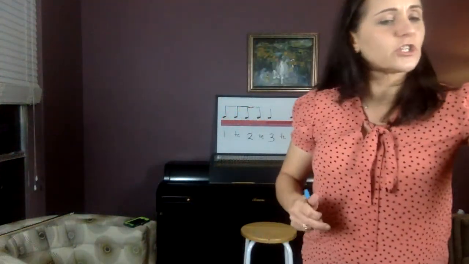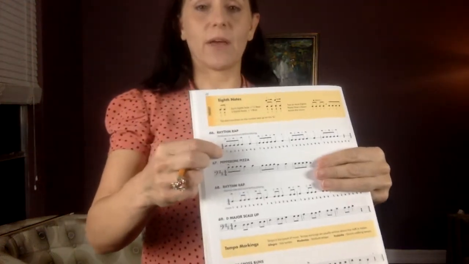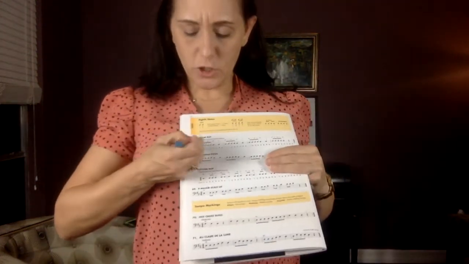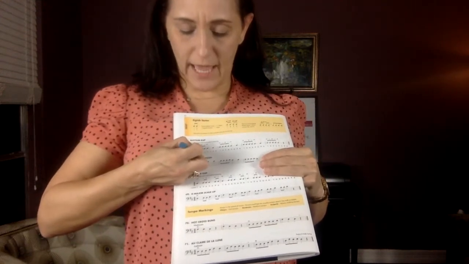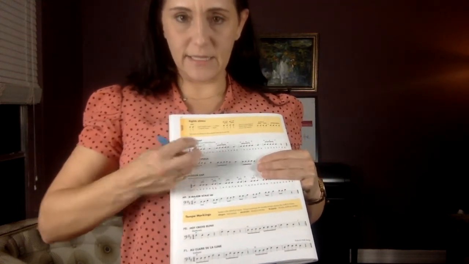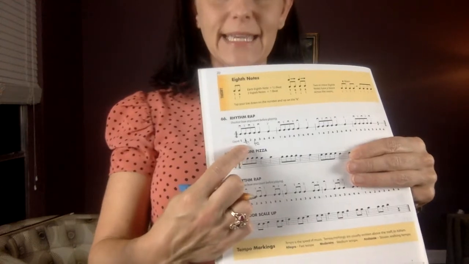Now I want you to look at number 66 in your book. In the last video, I believe I told you to get your pencil out, and I didn't tell you what to do with it. So we're going to do that now. On number 66, you see in the bottom how it counts 1 and 2 and. I want you to go through and change all those ands to tays. Change it to where it says tay, T-E, because I want you to get used to counting tays.